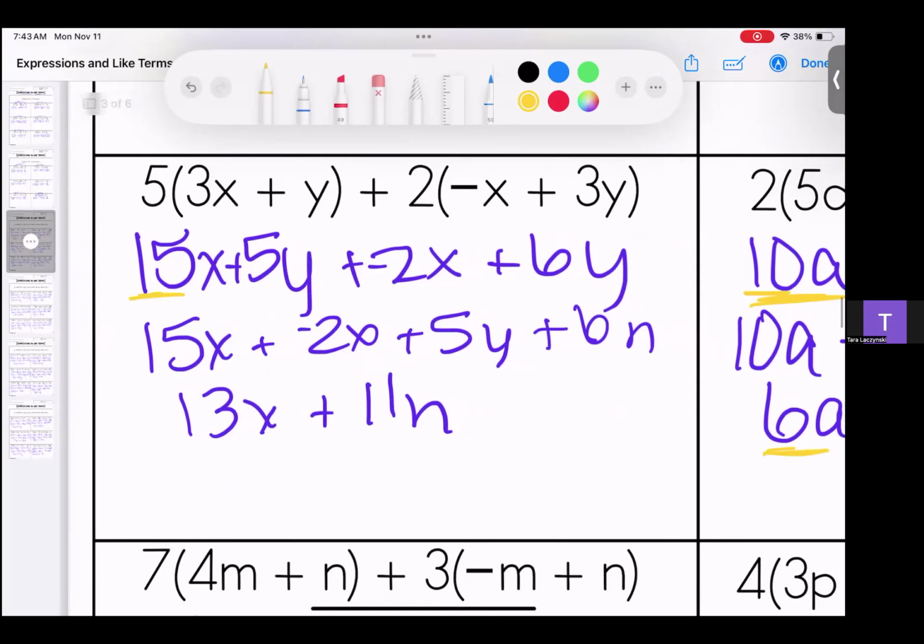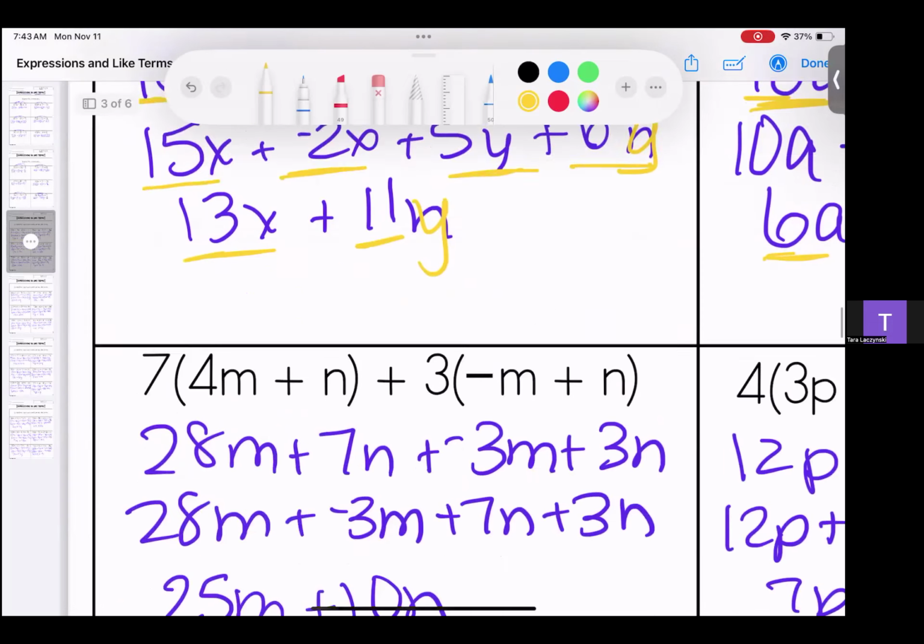5 times 3 is 15. 5 times 1 is 5. 2 times 1 is 2, but make it negative. 2 times 3 is 6. 15x and negative 2y, 5y, and 6. Oop, that should be a y. 15 minus 2 is 13. 5 plus 6 is 11. And again, this should be a y. I got in the end zone there.